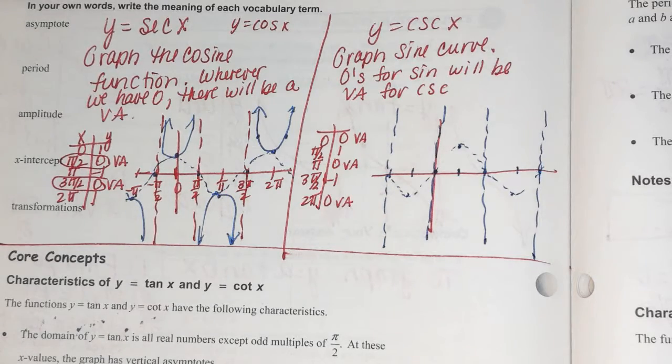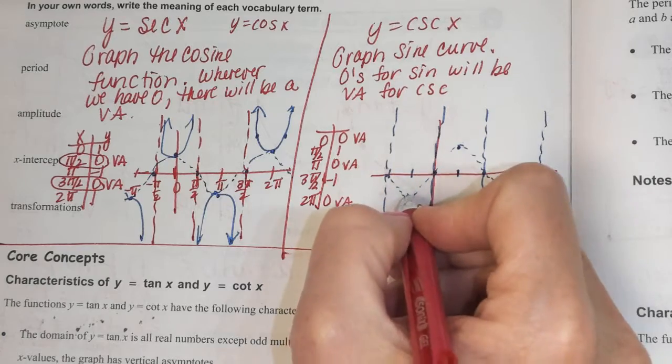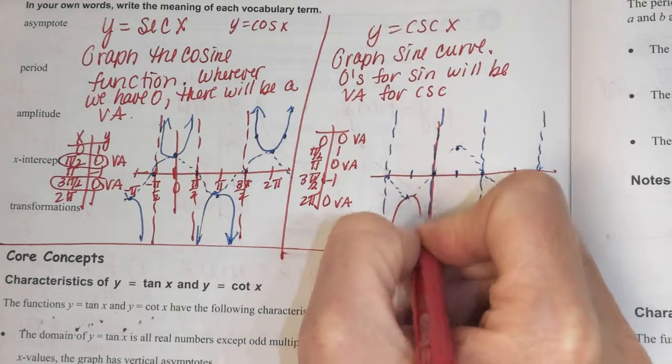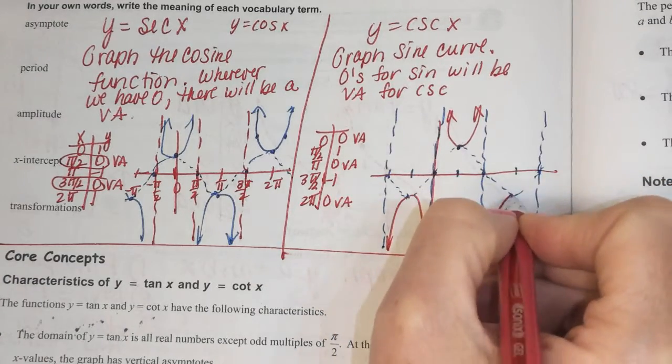Okay? But to graph my cosecant curve, I don't pass through that sine curve at all. Here's a low point. There's my low right there. This one's going to go up like this. This one's going to go down like this.